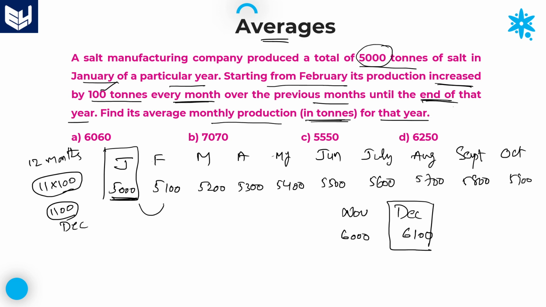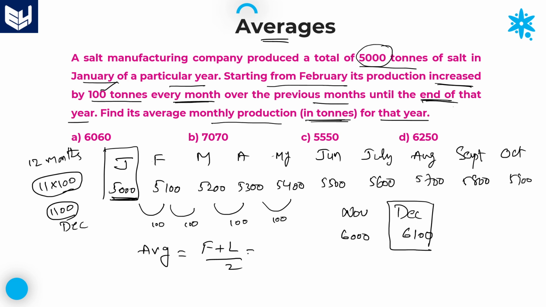Whenever the gap between any two consecutive values is the same, if you observe carefully, for every consecutive number the gap is the same, equal to 100. If the gaps are equal, then the required average of the entire 12 months, or 1 year, is first number plus last number divided by 2. That's it. This is applicable only if the gap between any two consecutive numbers is equal. Then you can directly apply this shortcut method.